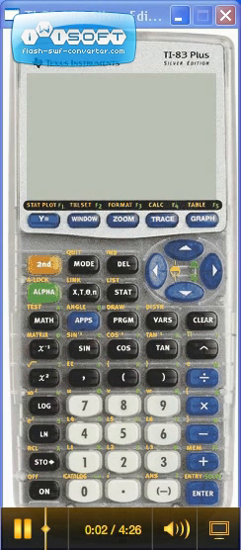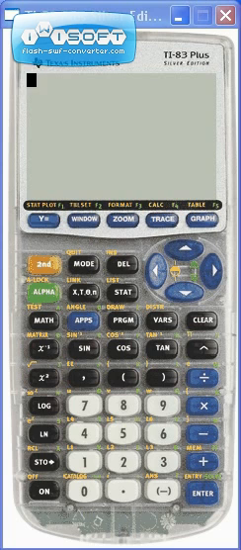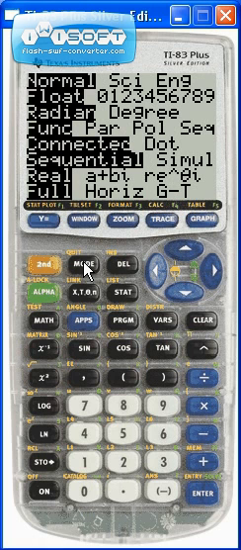This is a video on how to use the trig functions and inverse trig functions on the calculator. The first thing you want to do is check your mode. So if you go to mode right here by the second key, you'll notice there's lots of different options. The one that we're going to look at is this third one down, radian and degrees.